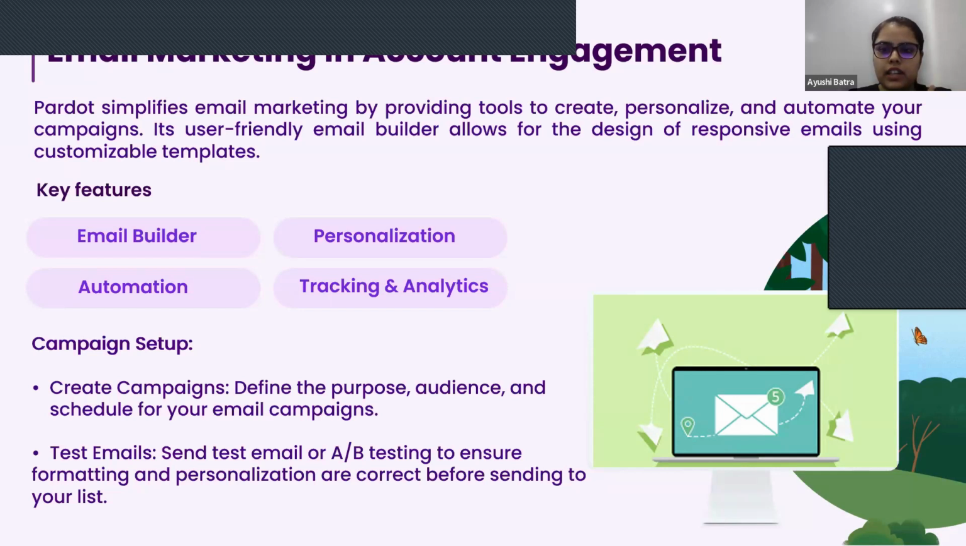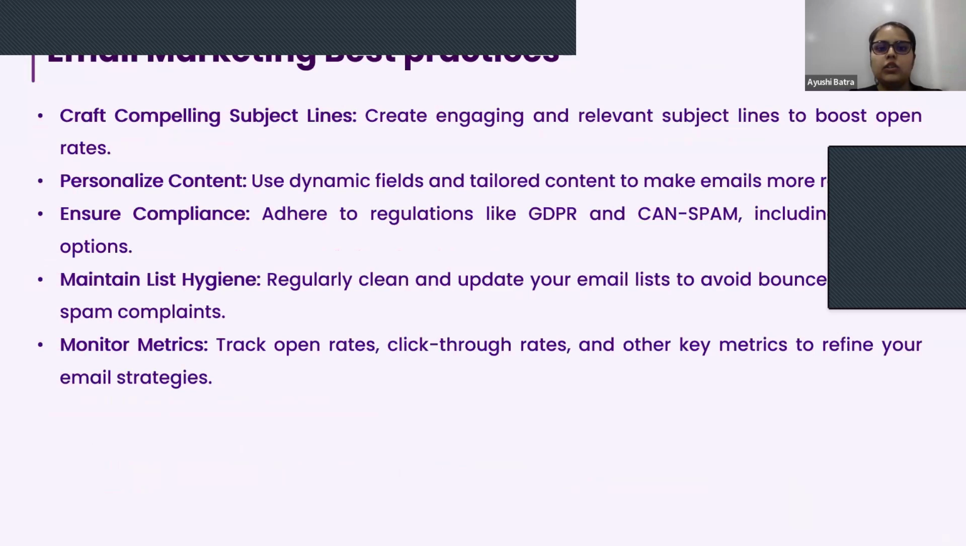Then we have personalization. What are the merge fields that we use and how do we apply them? And once we send out any campaign, what are the tracking and analytics we can expect after sending a campaign? So here are some of the email marketing best practices that we should follow. I've gathered some just to make you guys aware.